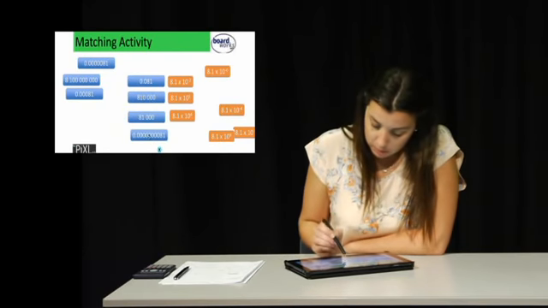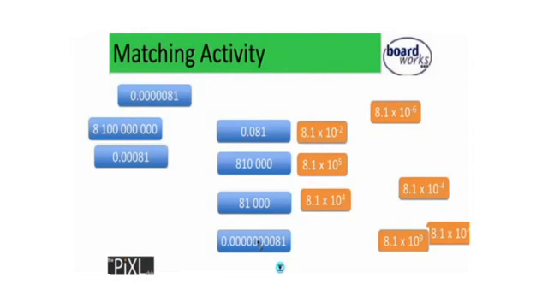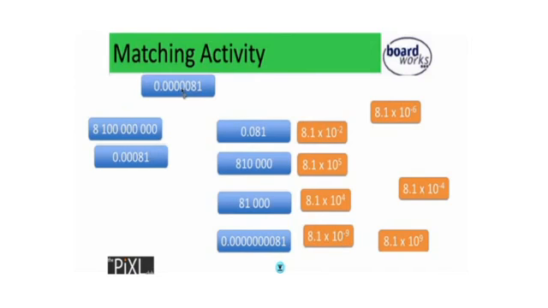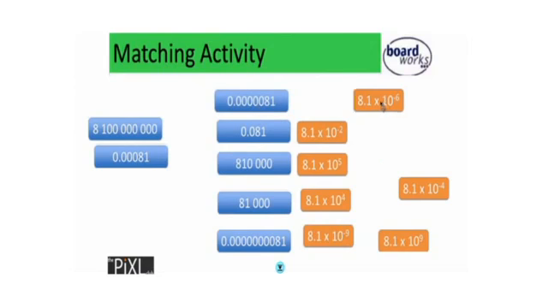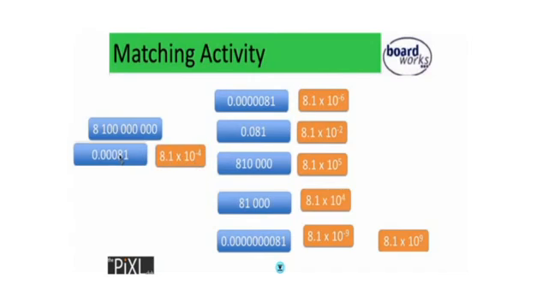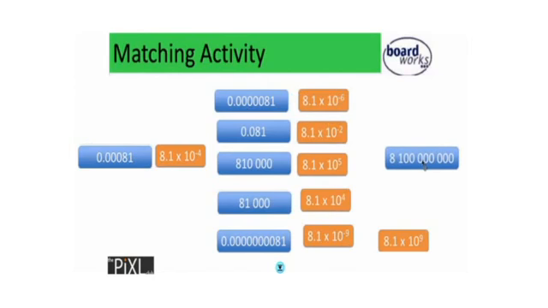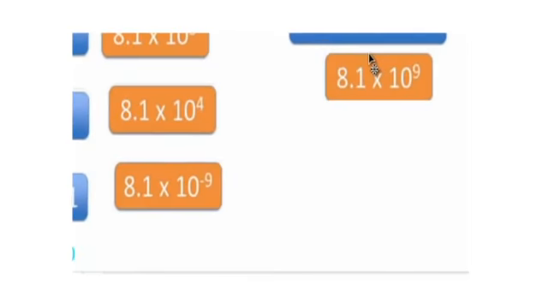A really small number we have here. If you count along, we're going to have 8.1 times 10 to the negative 9. We've got 2 more small numbers. This one here matches with 8.1 times 10 to the negative 6. And our last negative for our small number matches with 0.00081, and our last big number matches with that.